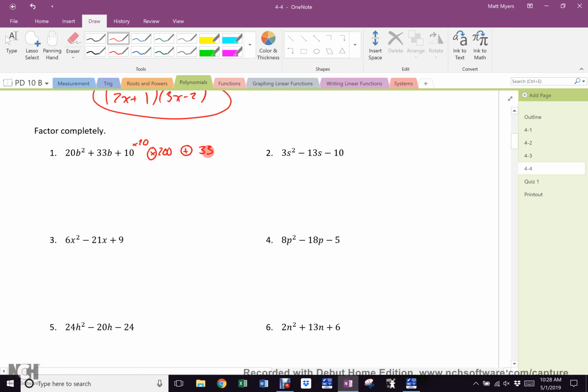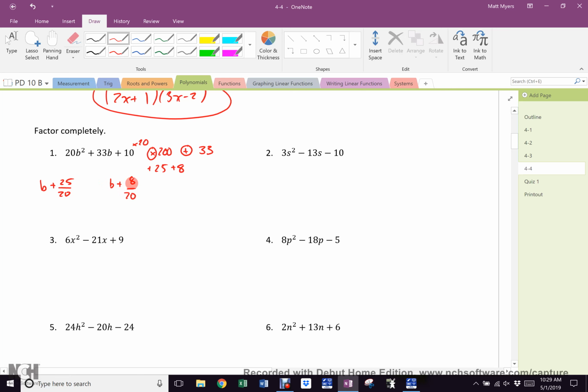Is it 1 and 200? No. Is it 2 and 100? No. Is it 4 and 50? No. Is it 5 and 40? No. Is it 8 and 25? Yeah. 25 and 8. How will 25 and 8 make 33? Plus. So b plus 25. But it's not really 25 because we multiplied by 20. So we have to get rid of that multiplication by dividing. And then b plus 8. But it's not really 8 because we multiplied by 20, so we must divide by 20.